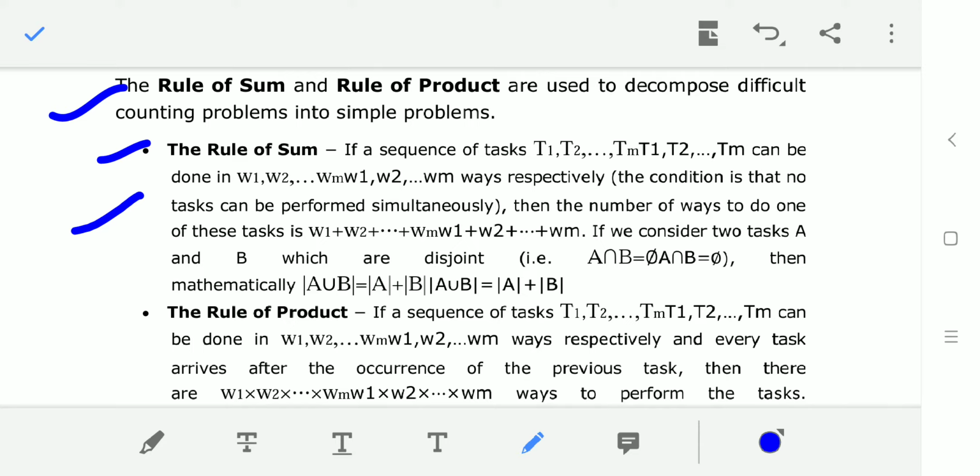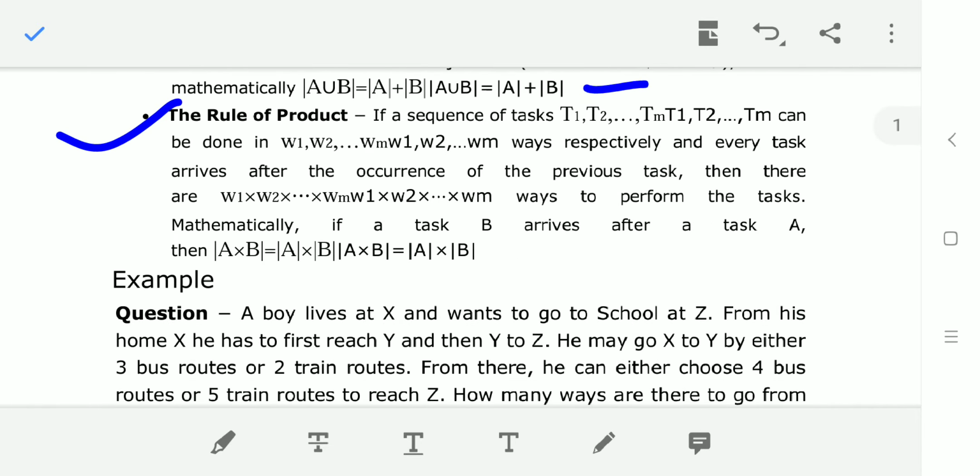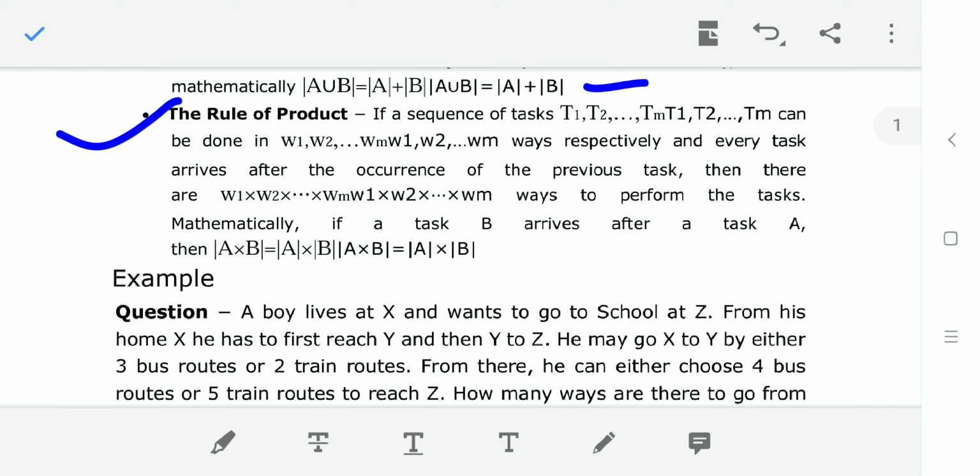If we consider two tasks A and B which are disjoint, see here, this is the example. Next is the rule of product. If a sequence of tasks T1 up to Tm can be done in W1 up to Wm ways, then the task can be done in this way.